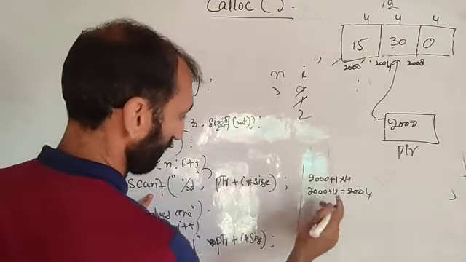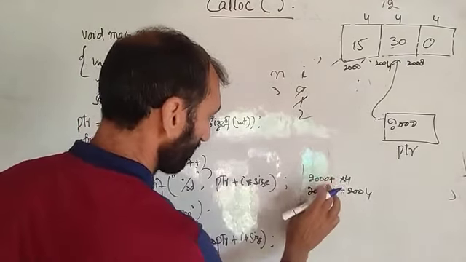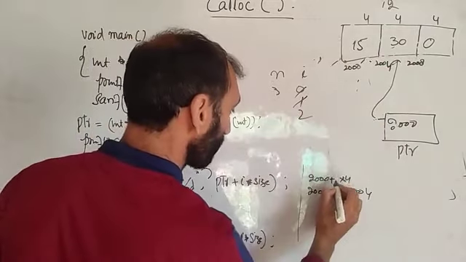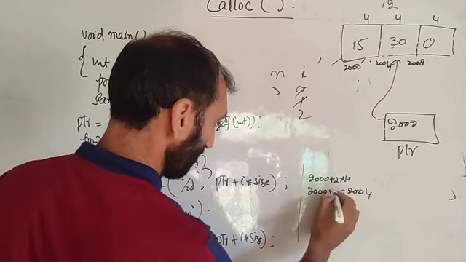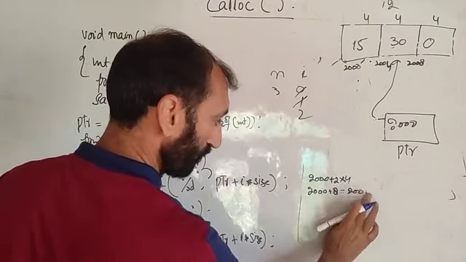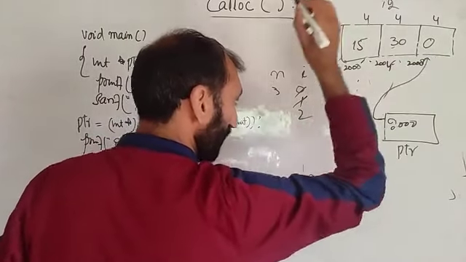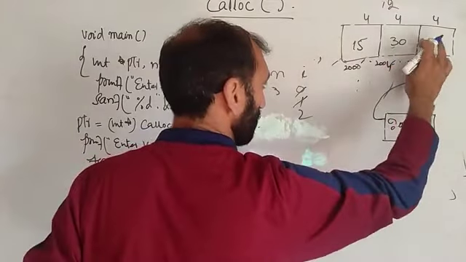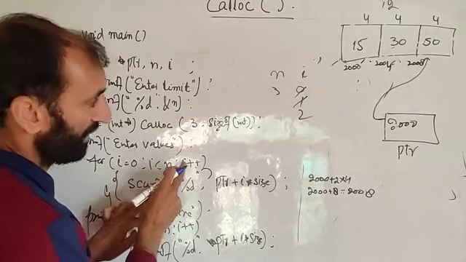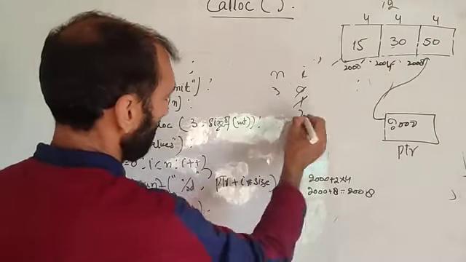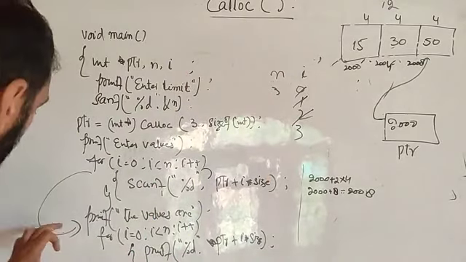Percentage ptr, now it will get calculated here. In this case ptr is 2000 and the value of i is 2. 4 into 2 equal to 8. 2000 plus 8 equal to 2008. Now the pointer will move to this location. So here, for example, I am going to initialize it with 50. i plus plus, it will become 3. 3 less than 3, no, the condition is false. Now control will go here.